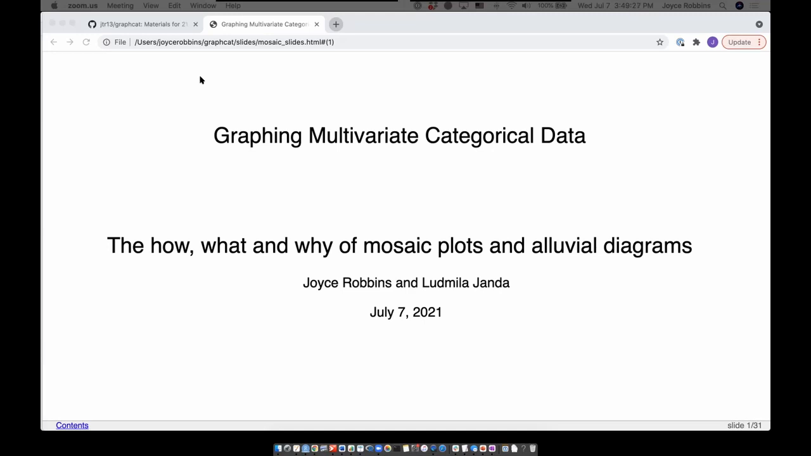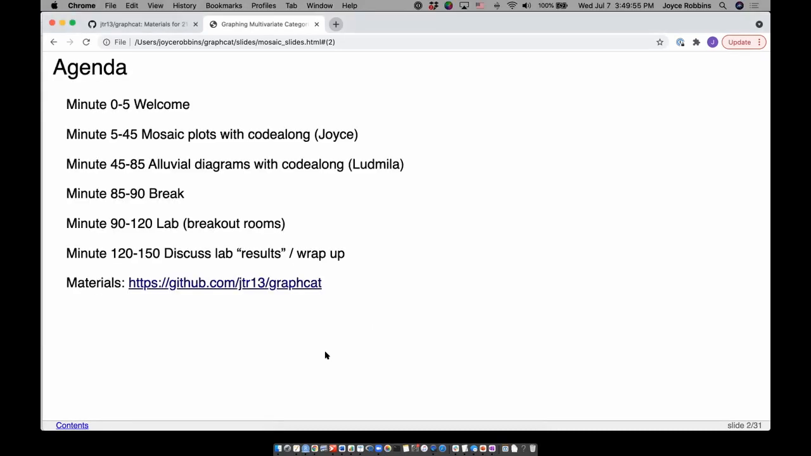I met Luda through R-Ladies in New York, one of the wonderful organizations. And a fun fact is that both of our moms are in data science and code in R. So it's kind of cool. You don't meet a lot of people with that genealogy, I should say. So Luda's going to go through the agenda quickly, and then we'll get started. Yeah, and our moms actually watched this, so this has been mom approved.